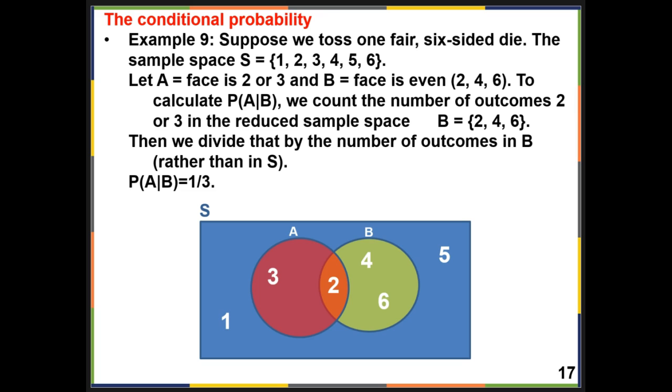If we are in the green circle, how many outcomes of A are there? One of the outcomes we see in the green circle is from A, and that's how we get 1/3. After we learn more rules, we'll develop a formula to calculate this.